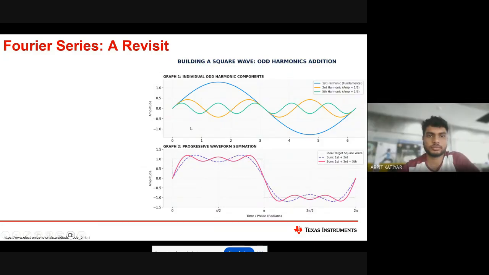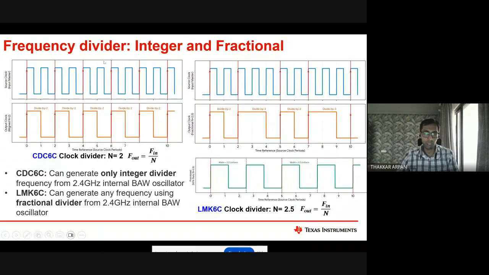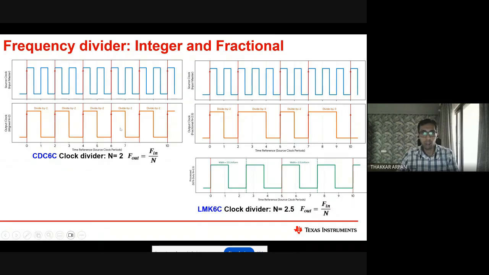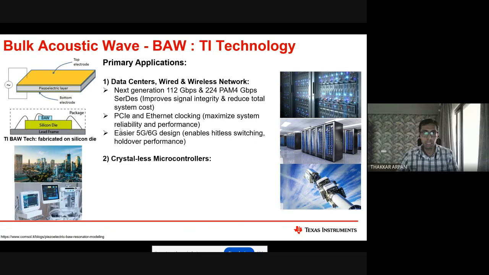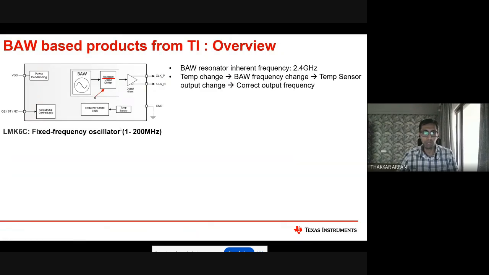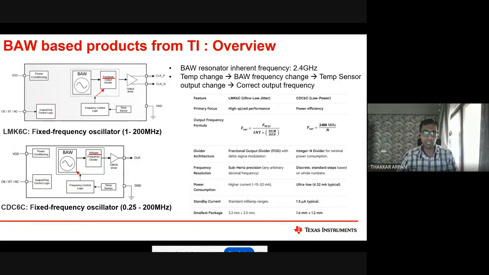Okay. So now let's revisit the Fourier series, because from this you can tell that, let's say the BAW frequency is at 2.4 gigahertz, right? So you can generate any frequency between 1 gigahertz to 200 megahertz. But what if you want a higher frequency, more than 2.4 gigahertz? How do you do it? Let's cover that part a bit, and then I will pause. If you have any questions still here, please let me know.